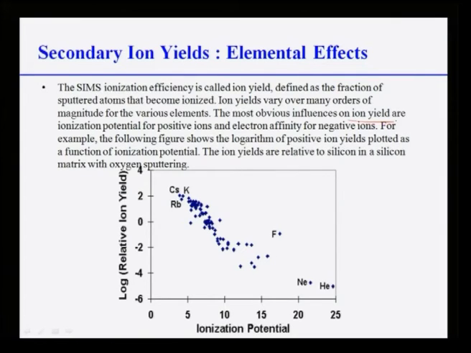For example, this figure shows the logarithmic positive ion yield as a function of ionization potential. Ion yields are relative to silicon in a silicon matrix with oxygen sputtering. So what you see here, cesium, rubidium and potassium have a very high ionization yield, whereas neon and helium have a very low ion yield. In fact, fluorine is also a borderline case. So high ionization potential means less secondary ion yield, low ionization potential means more secondary ion yield. That is obvious, because only then can we create more ions by removing electrons. So that is how the secondary ion yield depends on it.